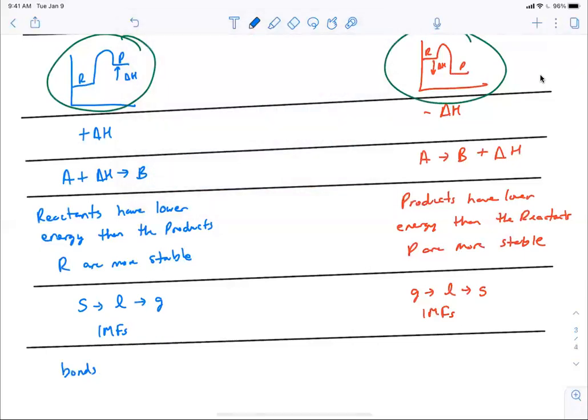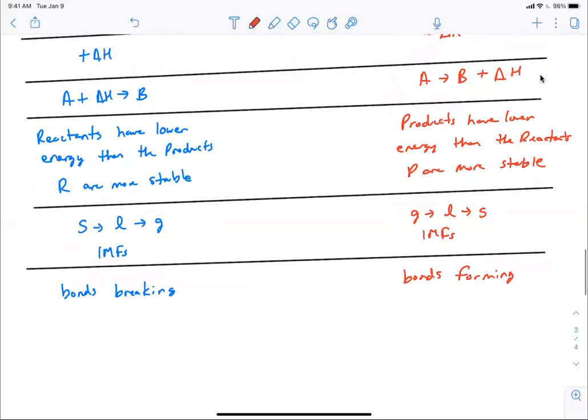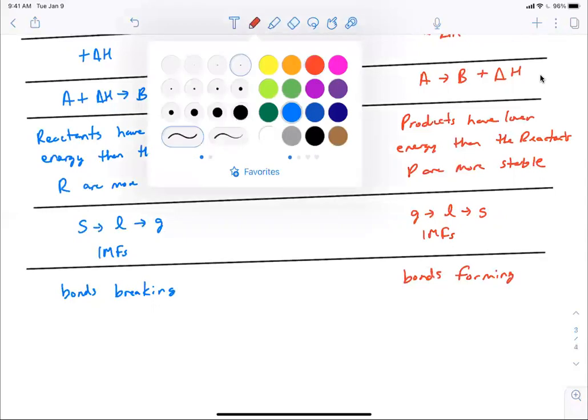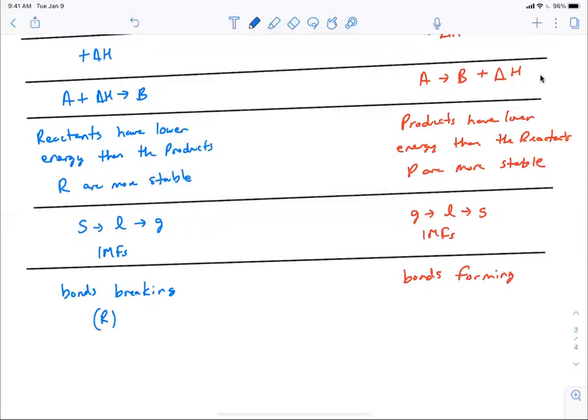Endothermic is bonds breaking, and exothermic is bonds forming, okay? So that relates to bond enthalpy. So that relates to understanding what the sign of bond enthalpy will be on the reactant side and on the product side, okay? On the reactant side, you're breaking all the bonds. On the product side, you're making all the bonds.